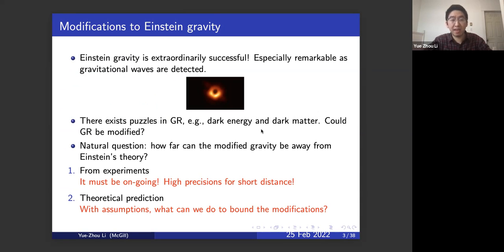So we all know that Einstein gravity is really successful, and it's especially remarkable as gravitational waves were detected years ago. But there exist some puzzles in the framework of general relativity, like dark energy and dark matter and so on. So one resolution some people have been studying is to consider modified gravity. That means there is a question: could general relativity be modified, or should general relativity be modified? If we assume so, another natural question is how far can the modified gravity be away from Einstein theory?